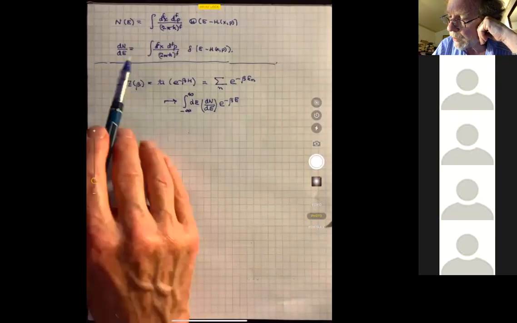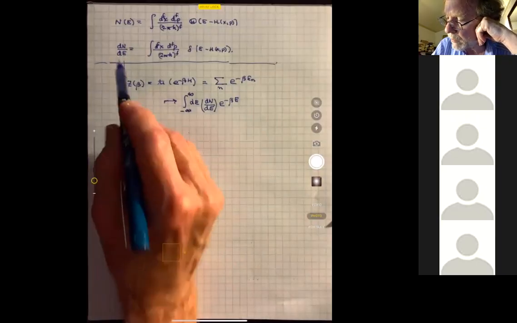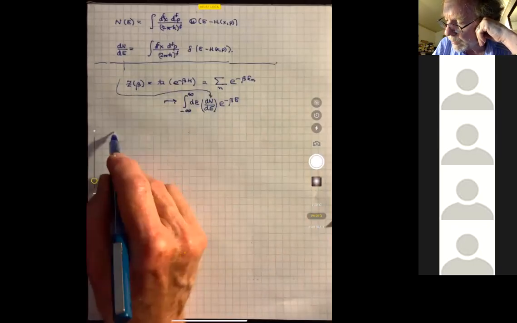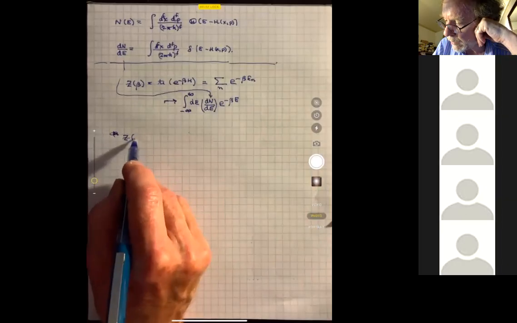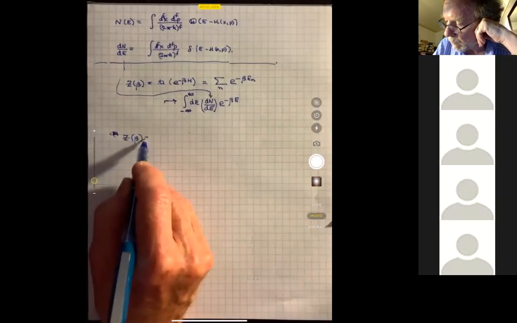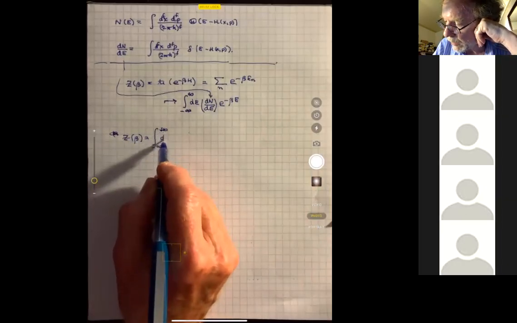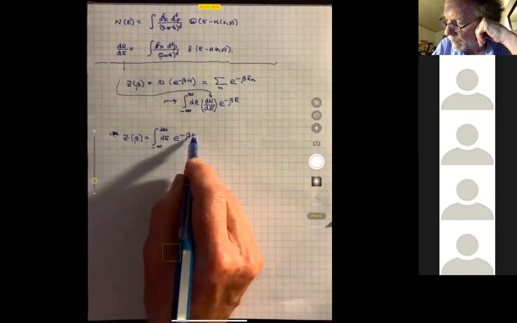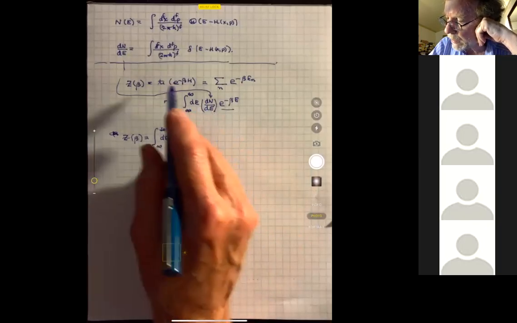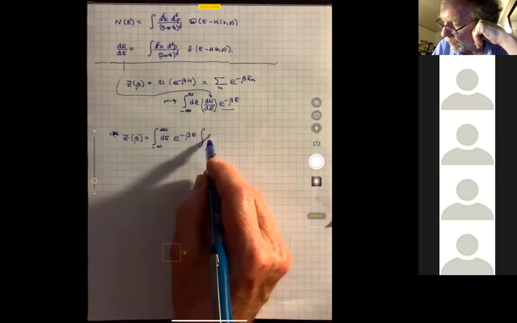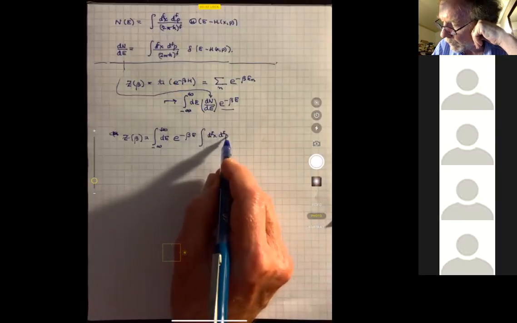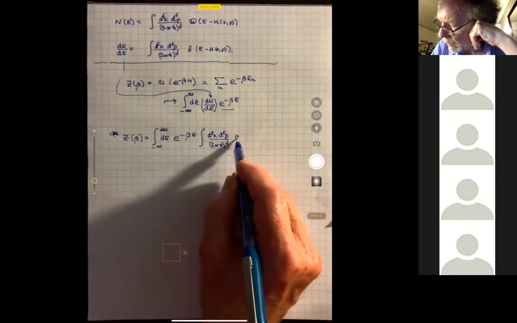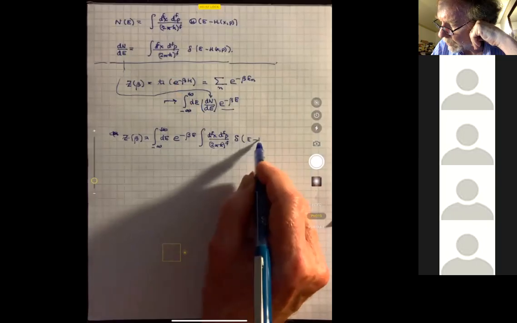Now, if I plug in my formula for dn/dE from above, let me bring it down like this, into this slot right here, then we get that the partition function Z of beta is equal to the integral from minus infinity to plus infinity over energy E times e to the minus beta E. And for dn/dE, I'll plug in this integral, d^f x d^f p divided by (2 pi h bar)^f, times a Dirac delta function of E minus H of x and p.